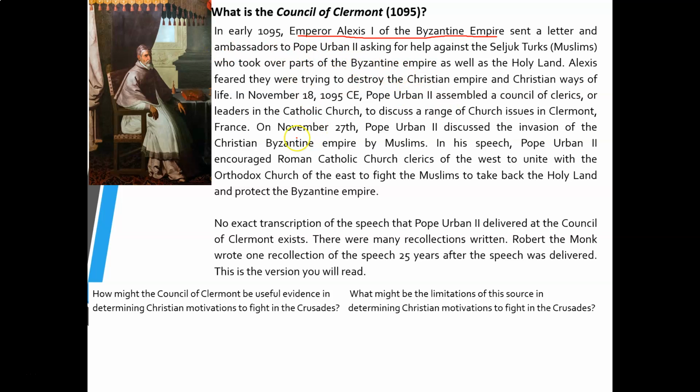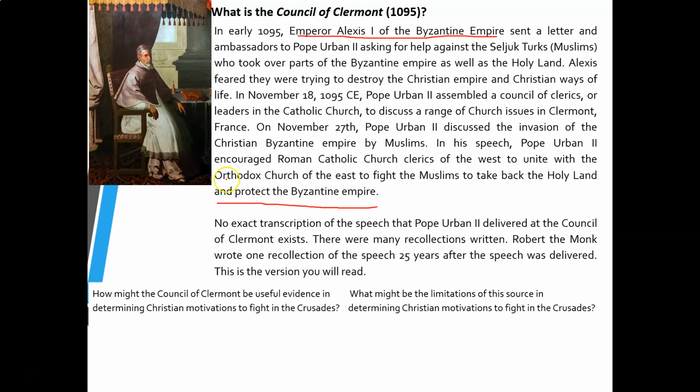On November 27th, Pope Urban II discussed the invasion of the Christian Byzantine Empire by the Muslims, and in his speech, Pope Urban II encouraged the Roman Catholic Church clerics of the West to unite with the Orthodox Church of the East to fight the Muslims, to take back the Holy Land, and to protect the Byzantine Empire.